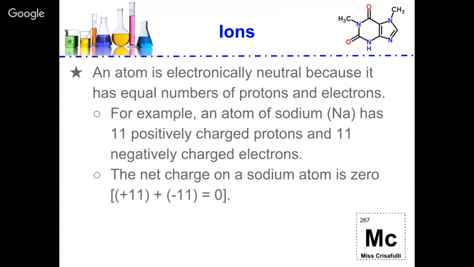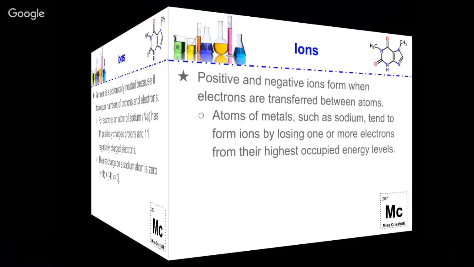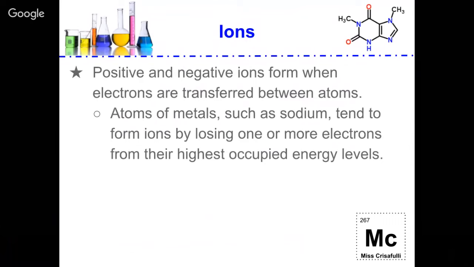So for example, an atom of sodium has 11 positively charged protons and 11 negatively charged electrons. So if we were to add the positive 11 and the negative 11, the overall charge of the sodium atom would be 0. Makes sense. Positive and negative ions form when electrons are transferred between atoms.